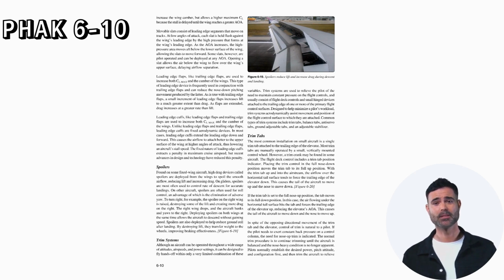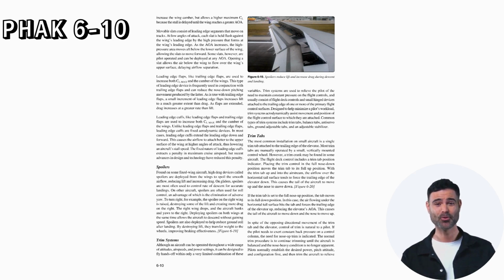If the trim tab is set to the full nose-up position, the tab moves to its full down position. In this case, the air flowing under the horizontal tail surface hits the tab and forces the trailing edge of the elevator up, reducing the elevator's AOA. This causes the tail of the aircraft to move down and the nose to move up.